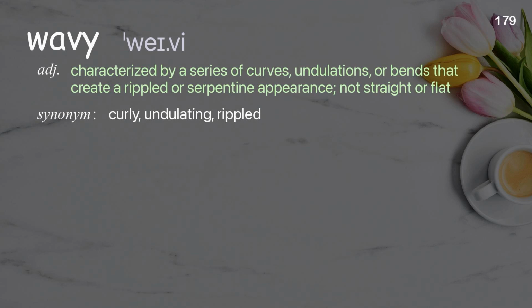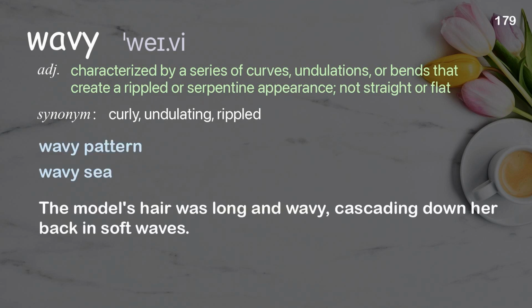Wavy: Characterized by a series of curves, undulations, or bends that create a rippled or serpentine appearance, not straight or flat. Examples: Wavy pattern. Wavy sea. The model's hair was long and wavy, cascading down her back in soft waves.